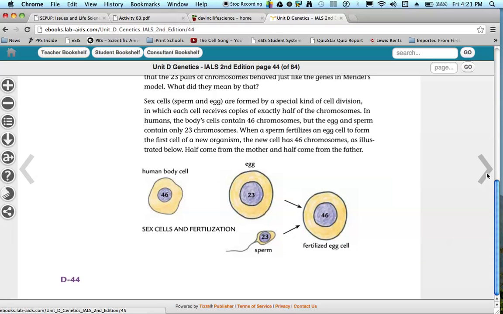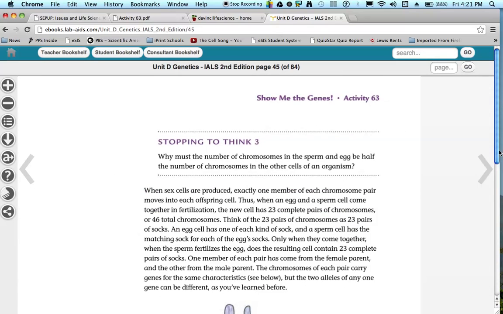Stopping to think 3. Why must the number of chromosomes in the sperm and the egg be half the number of chromosomes in other normal cells of an organism?